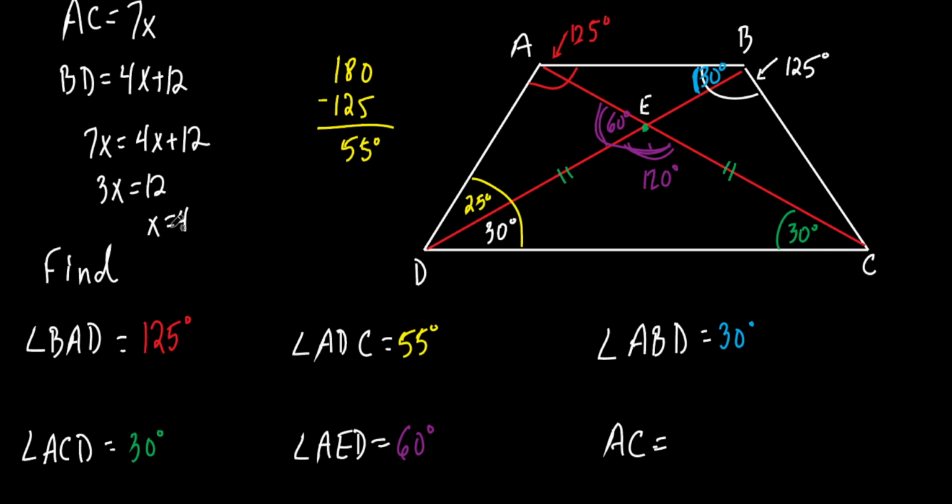Okay, so x is equal to 4. Is that my answer? Do I put a 4 right here? No, because it asks for AC. AC is what? 7 times 4, which is 28. So AC is 28. There you go.